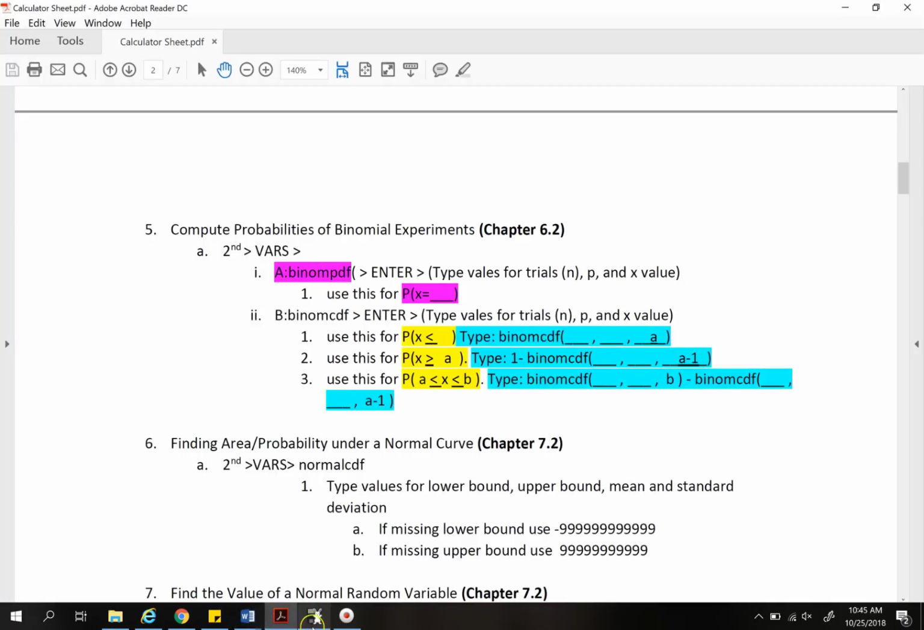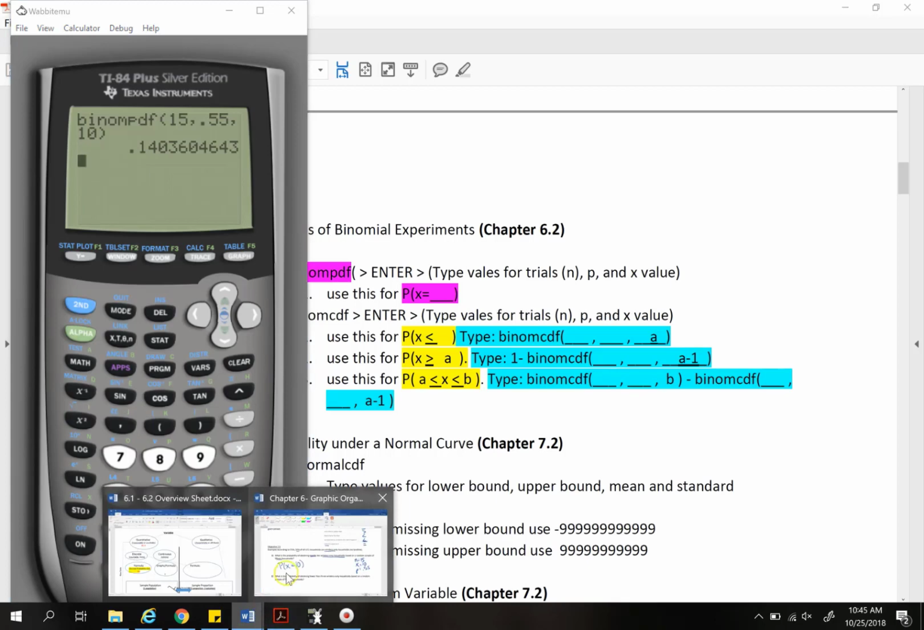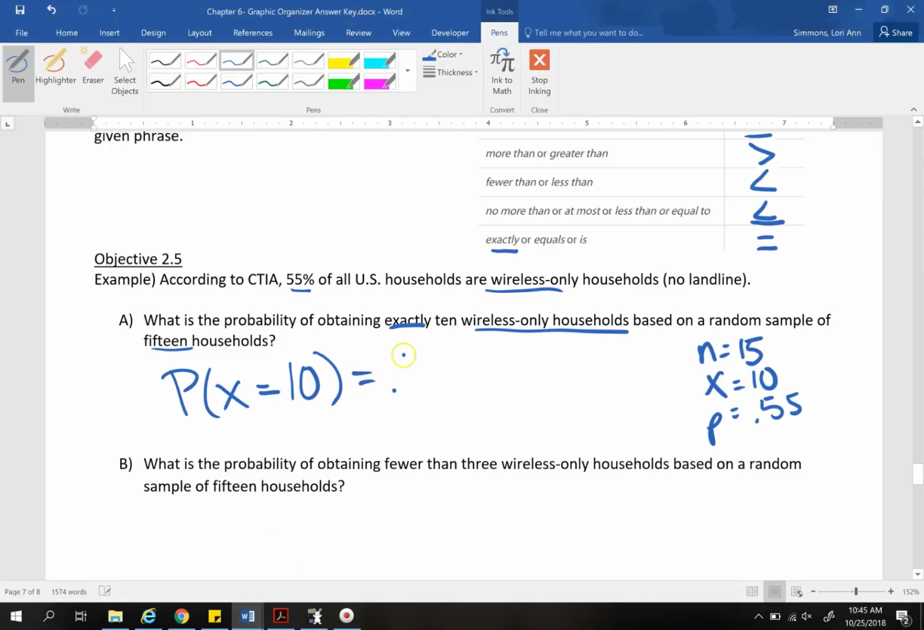So let's go back to our calculator sheet. So trials 15, then our probability 0.55, and then our x value, which was equal to 10. So we should get 0.1404 is our probability.